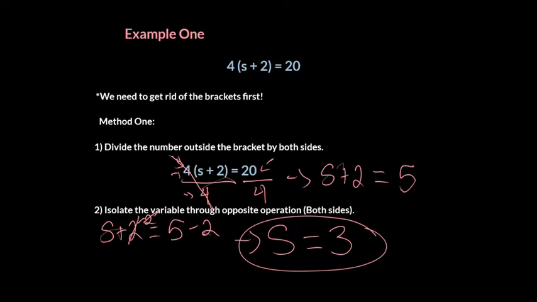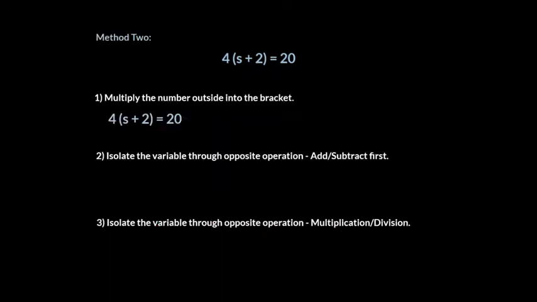So let's take a look at what our next method will be. So if we look here now at method 2 says the first step is multiply the number outside the bracket into the bracket. So that means this 4, we're going to multiply it and get it inside to get rid of it on the outside.